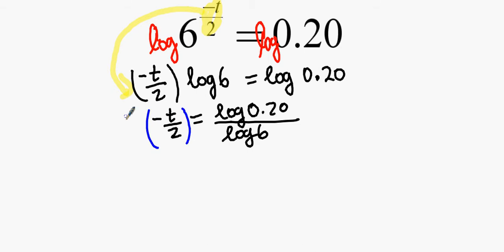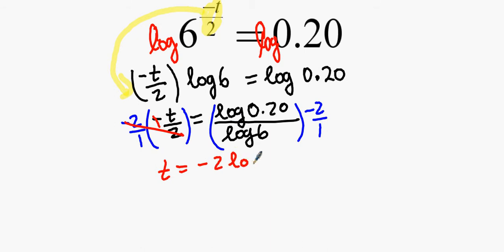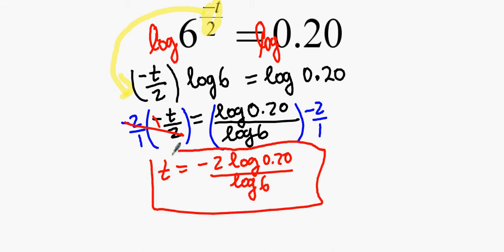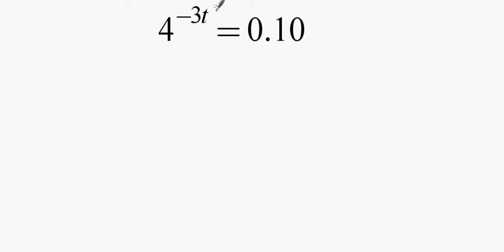So if I multiply the top by negative 2 over 1 and multiply this by negative 2 over 1, negative 2 times negative t is positive 2t divided by 2. That is just going to be t. So t equals, and then distribute here, so negative 2 times log 0.20 all divided by log 6. On to the next one.